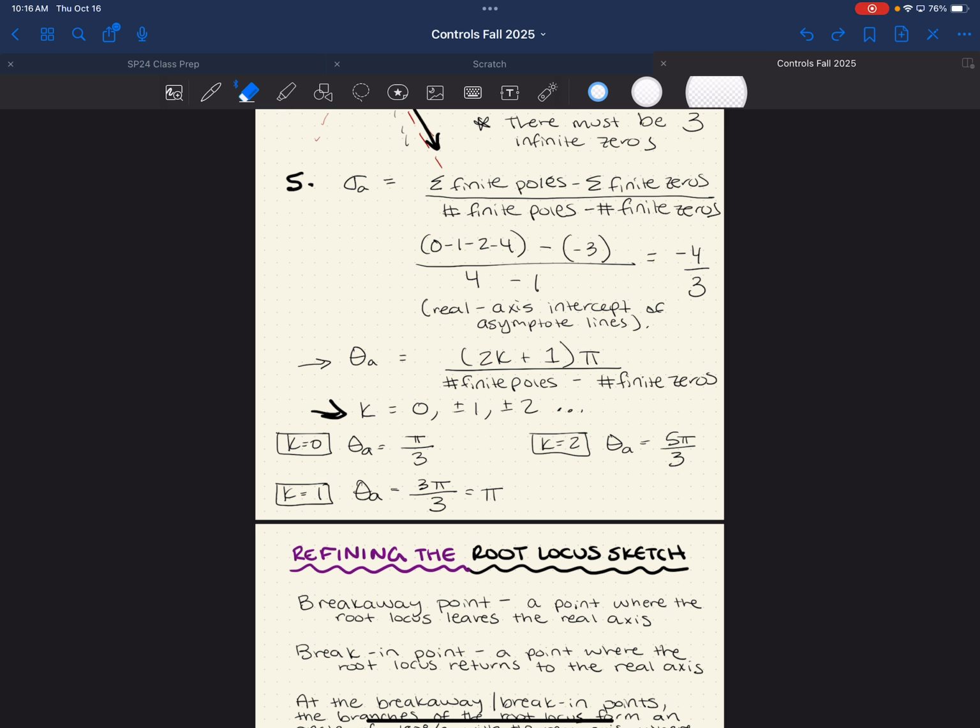Anything else? Okay, so that's the end of our rough sketch section. What we're going to cover next is how to refine this sketch.